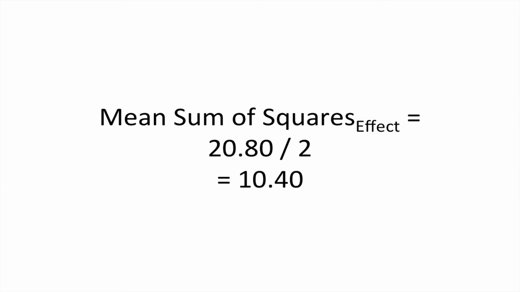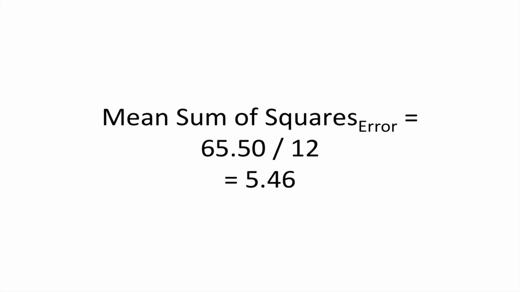So to get our averages, we then take the appropriate sum of squares and divide it by the degrees of freedom. So for our effect, we've got a mean sum of squares of 10.4, and for our error we've got a mean square of 5.46, and so it certainly looks like we've got more variability due to our effect than due to error.